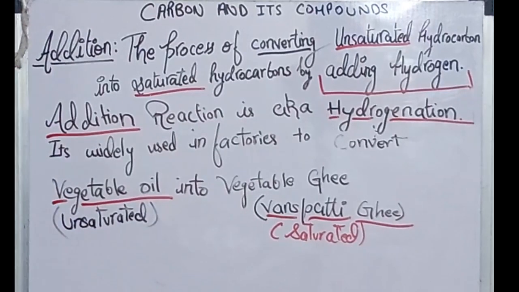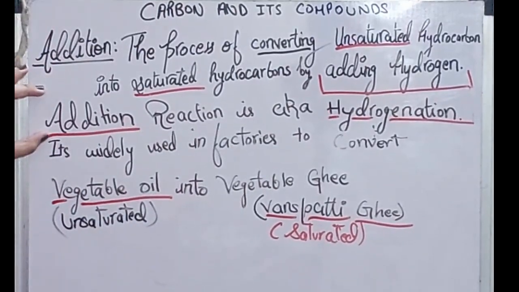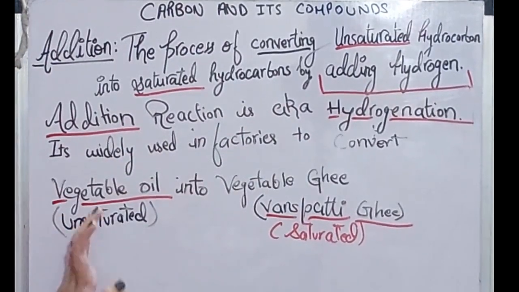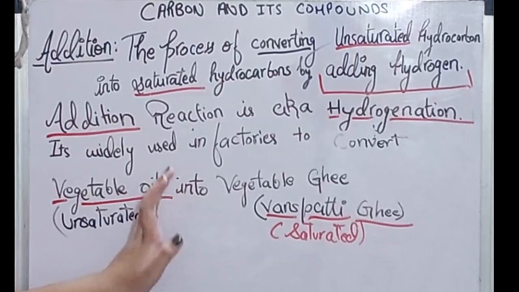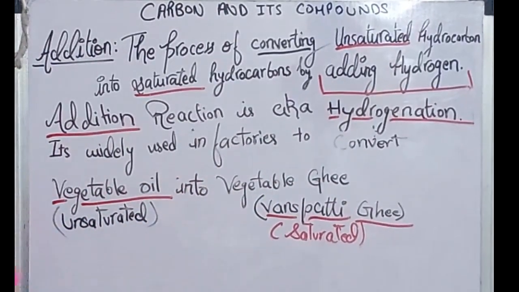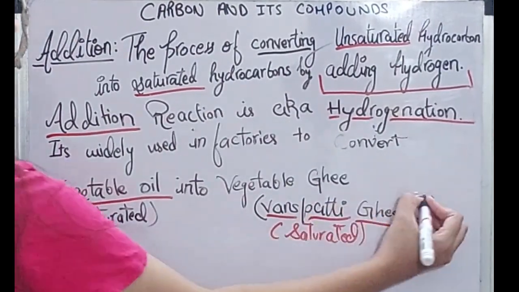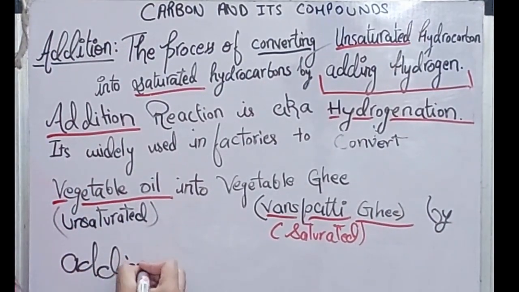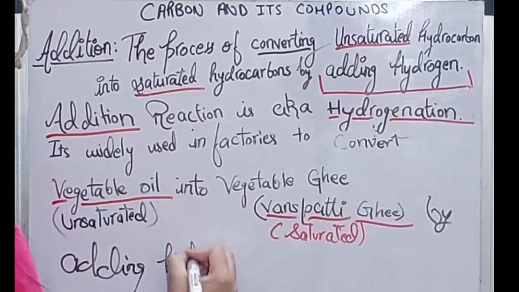So if they ask you what is hydrogenation reaction, why it is widely used in factories, or explain the use in factories, so you will पहले ये definition लिखोगे, फिर ये वाली line लिखोगे, फिर ये लिखोगे. It's widely used in factories to convert vegetable oil, that is an unsaturated hydrocarbon, into vegetable ghee, vanaspati ghee, that is a saturated hydrocarbon, by adding hydrogen.